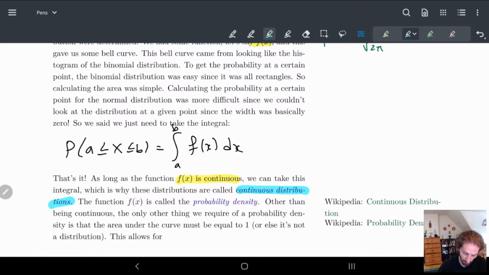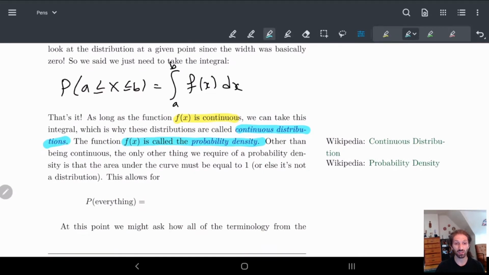The function f of x is called the probability density function. It's not too hard to see where this comes from or how it works, especially since you should have already done integration and know the basic ideas. So basically we're only ever looking at the area under the curve.